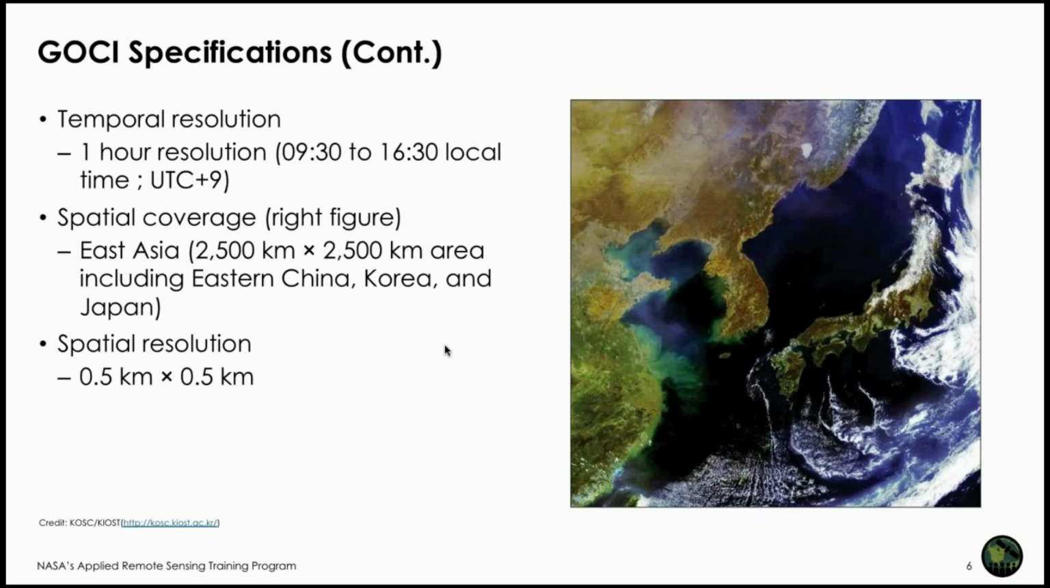Its temporal resolution is 1 hour, from 9:30 to 16:30 local time. It covers the East Asia area as shown in the figure, including Eastern China, Korea, and Japan, and its spatial resolution is 500 meters by 500 meters, which is very high resolution despite being a geostationary satellite.